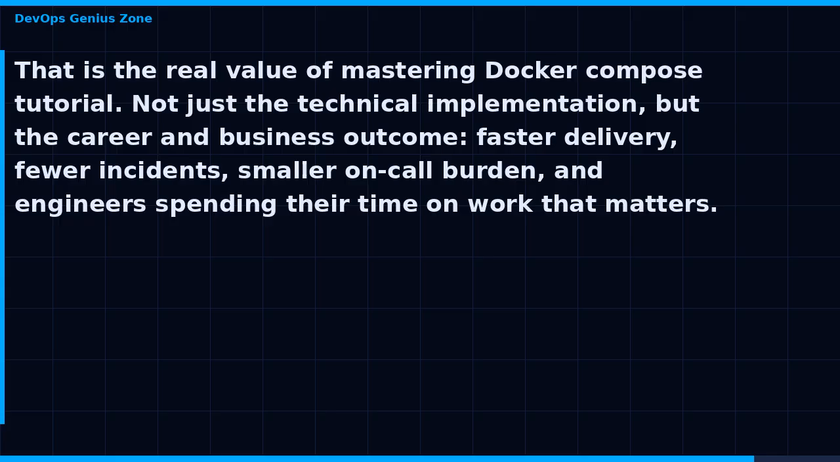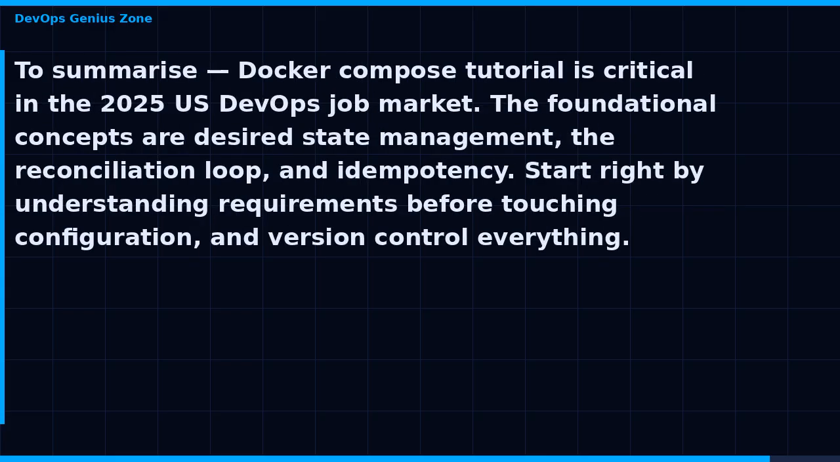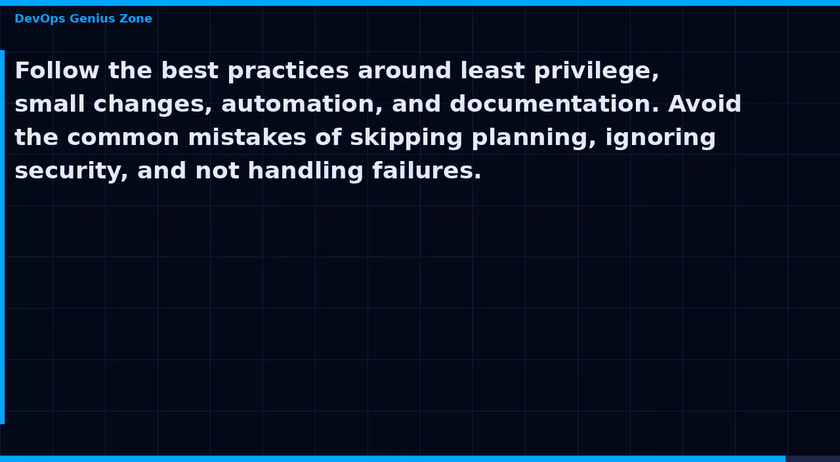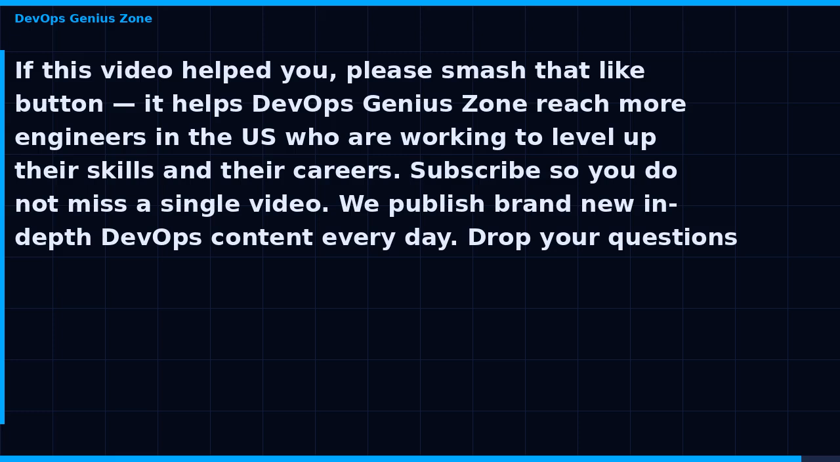To summarize, Docker Compose is critical in the 2025 US DevOps job market. The foundational concepts are desired state management, the reconciliation loop, and idempotency. Start right by understanding requirements before touching configuration, and version control everything. Follow the best practices around least privilege, small changes, automation, and documentation. Avoid the common mistakes of skipping planning, ignoring security, and not handling failures.